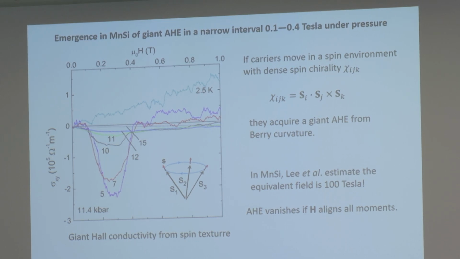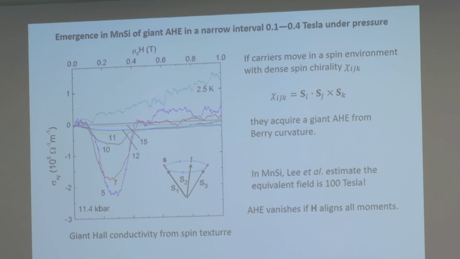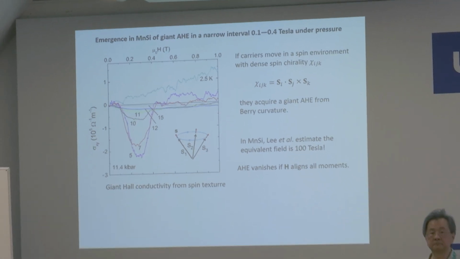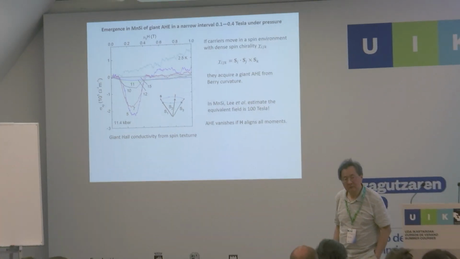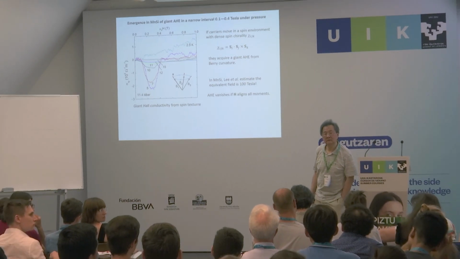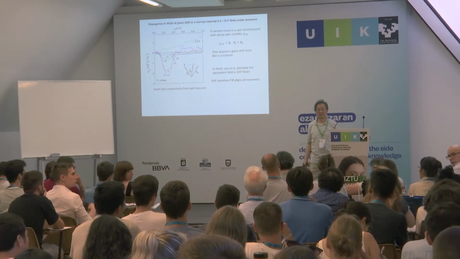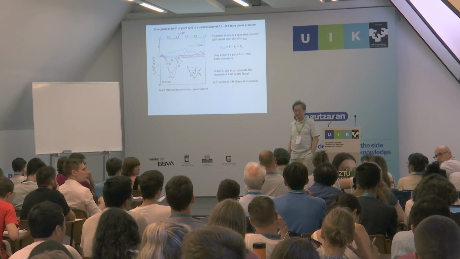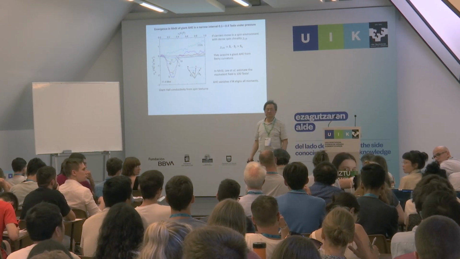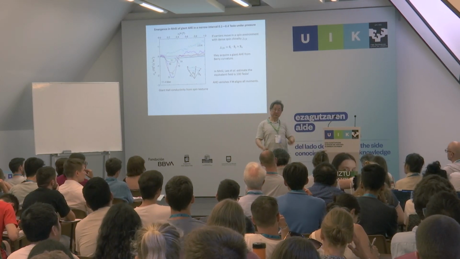I have a question. Why do you think that the momentum space Berry curvature cannot read the spin texture directly? Come again? What do you think about the fact that the momentum space Berry curvature cannot read directly the real space Berry curvature? In a competition between the two.